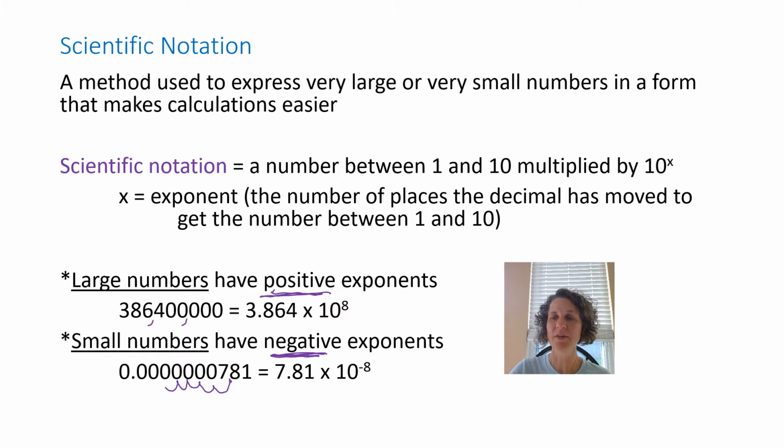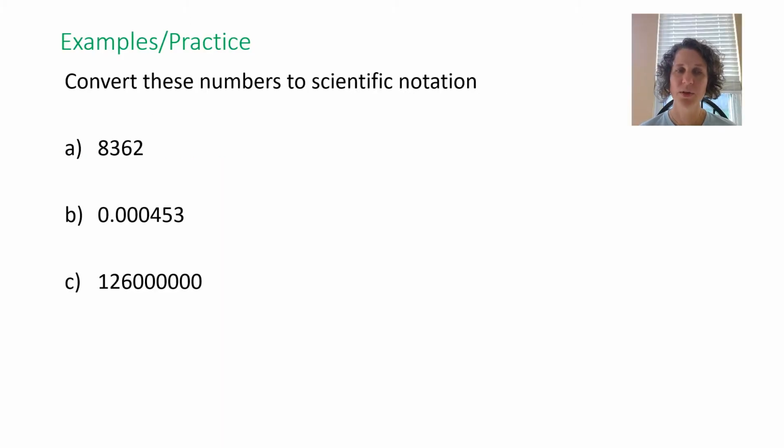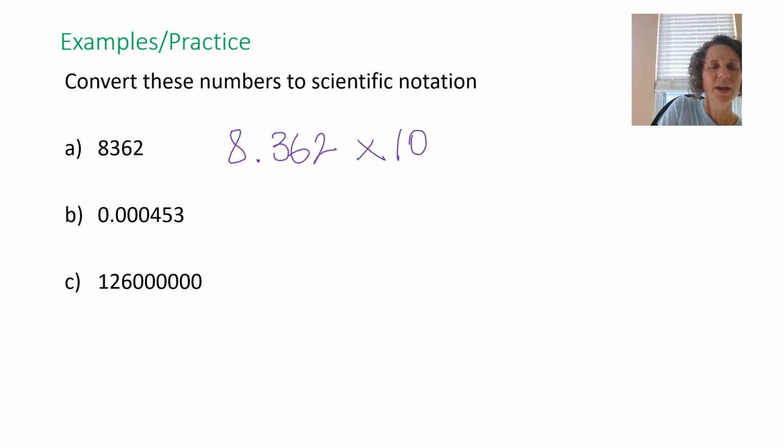All right. I've got some practice on this next page, which again, you don't need to do, but I at least want to do the first one just to clarify. So if we have 8,362, I want my number between 1 and 10. And so I know that it's going to be 8.362. And then it's going to be times 10 because that's part of the format. And I have moved my decimal from here to here. And that required me to move it 1, 2, 3 places. So I would have 8.362 times 10 to the third. All right, so look at those other two and see if you can figure them out.